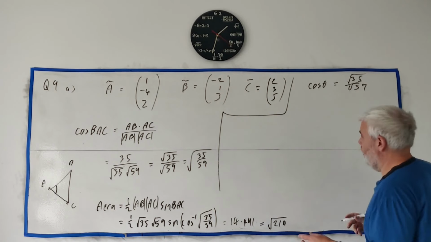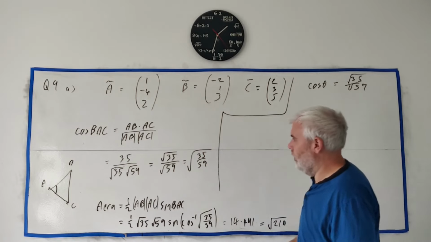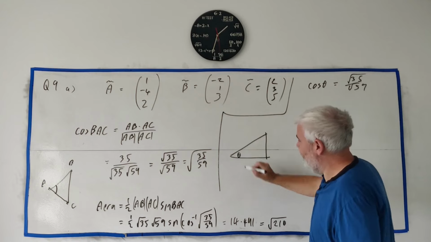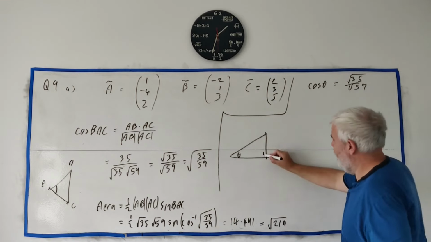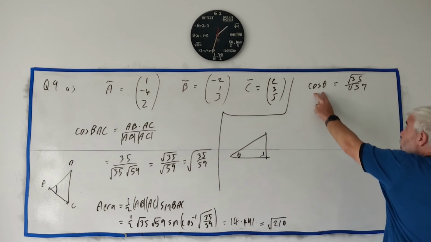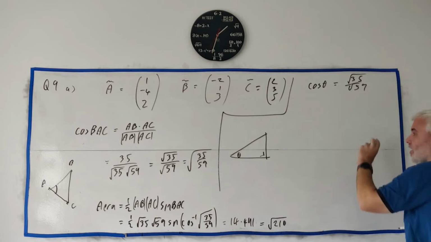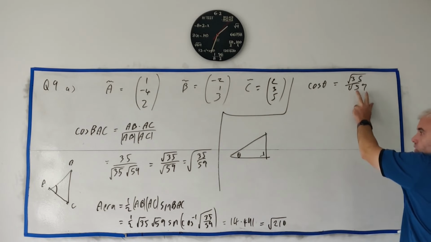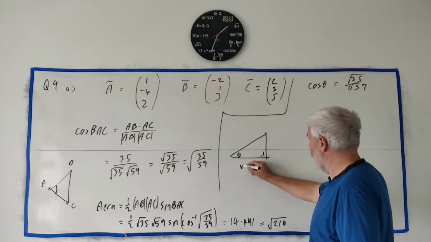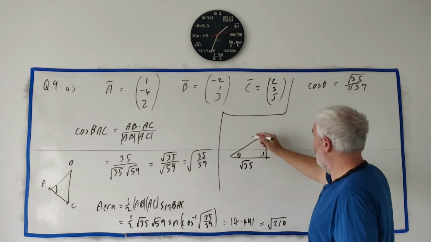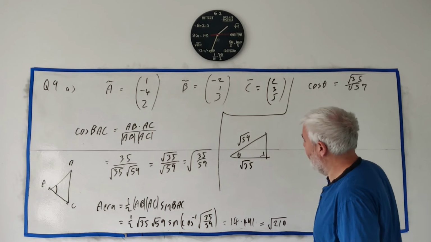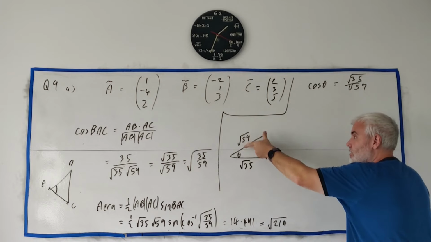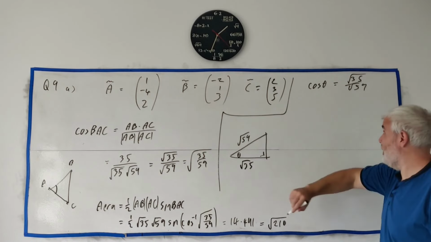I can make a triangle, not quite this triangle, although it's very related. I'm going to make a right angle triangle that has theta here. Because I know cosine of theta is the adjacent divided by the hypotenuse, this triangle must exist. That means the adjacent length is square root of 35 and the hypotenuse length is square root of 59. If we could just find this length here, I'd have sine. Sine is equal to this divided by square root of 59. And that's just Pythagoras theorem.